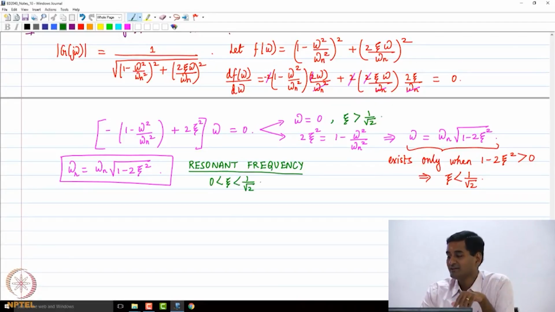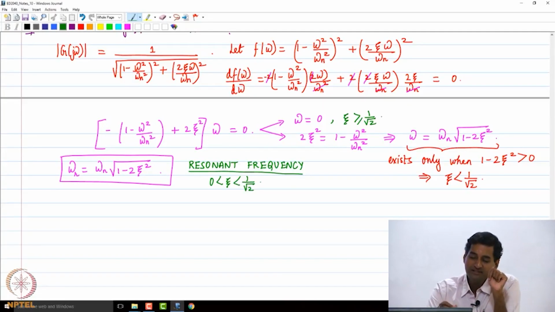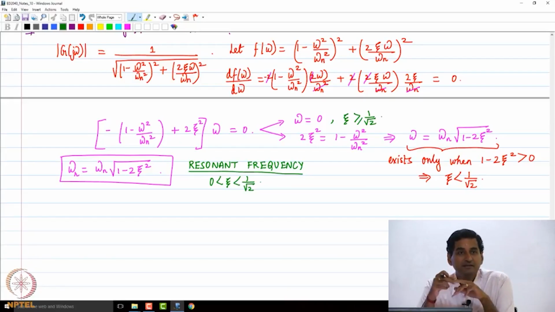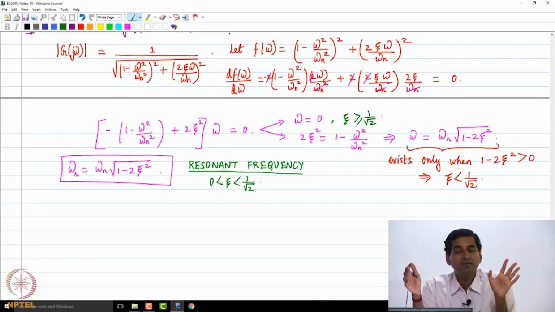But for zeta between 0 and 1 over root 2, you have the resonant frequency, basically giving you the maximum value of the amplitude or magnitude of the sinusoidal transfer function for this second order factor. So, what is this resonant frequency? See, we already defined a couple of frequencies. So, what was natural frequency?